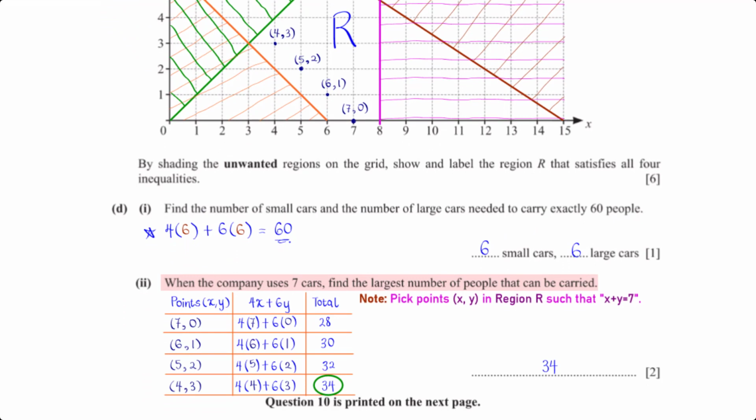When the company uses 7 cars, find the largest number of people that can be carried. First, let's pick up the set of coordinates in the wanted region that add up to 7. When we slot these coordinates into the equation 4x plus 6y, these are the values we get. The largest number from this list is 34, and so that will be our final answer.